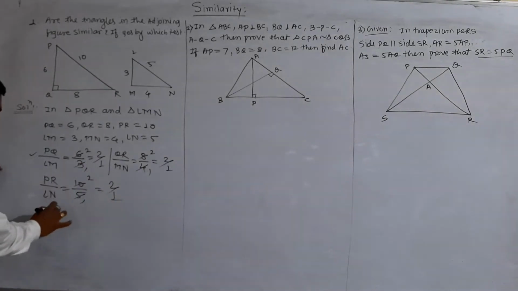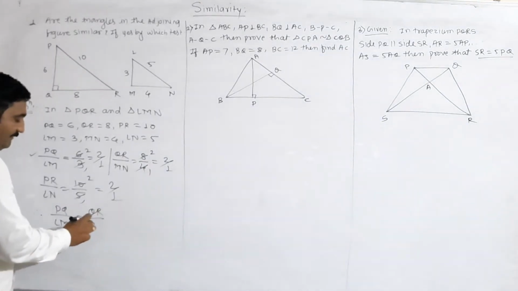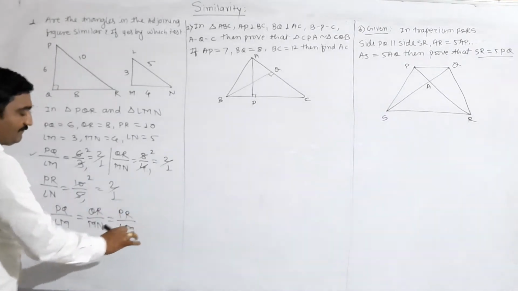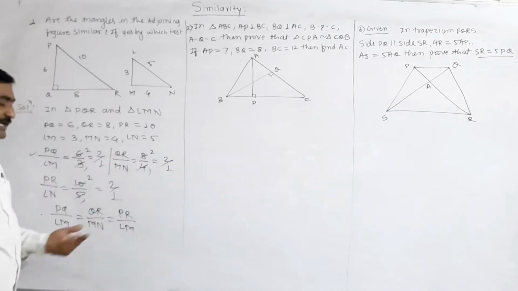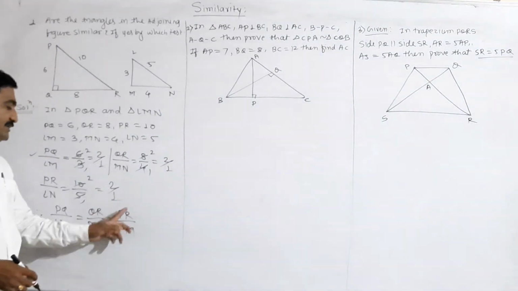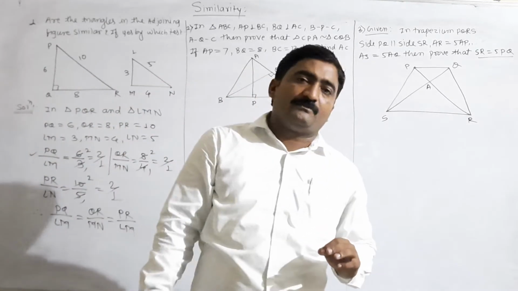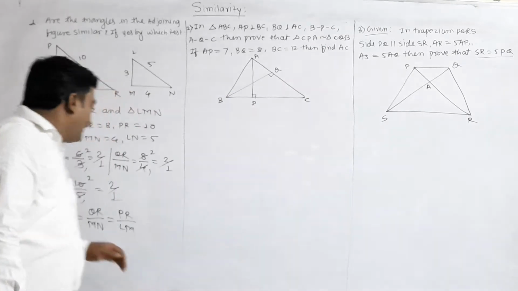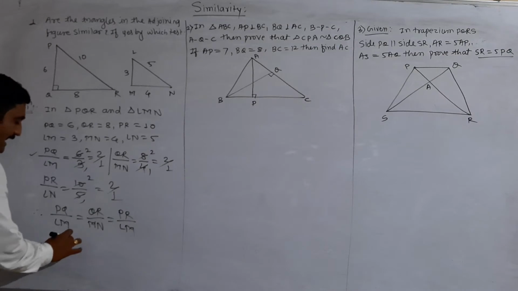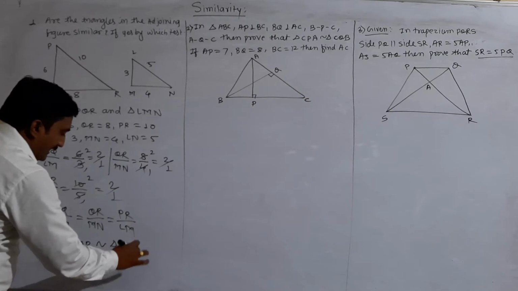Therefore, we can say that PQ divided by LM is equal to QR divided by MN is equal to PR divided by LN from these three ratios. And when PQ divided by LM is equal to QR divided by MN is equal to PR divided by LN, it means the corresponding sides are in proportion. And we know that when three corresponding sides are in proportion, then the triangles are similar. Therefore, triangle PQR is similar to triangle LMN.